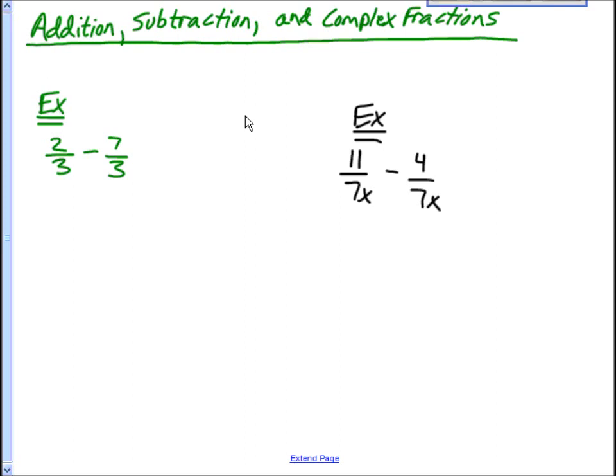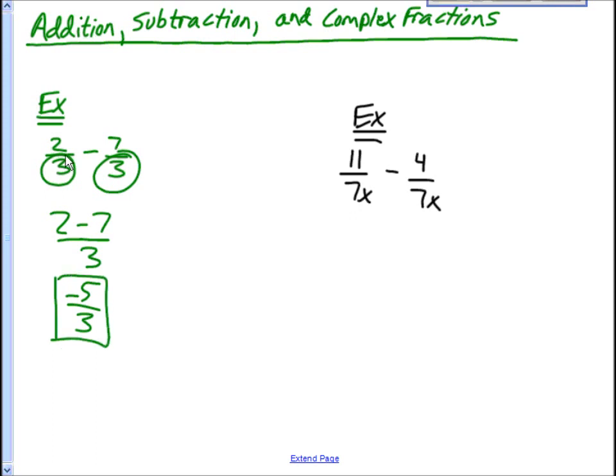Okay, so let's just remind you this first example here in green, 2/3 minus 7/3. If you're just subtracting some regular old rational numbers here, you want to make sure, do I have the same common denominator? Sure, we do, right? And we went, well, 2 minus 7 all over 3, so negative 5 over 3 was our answer.